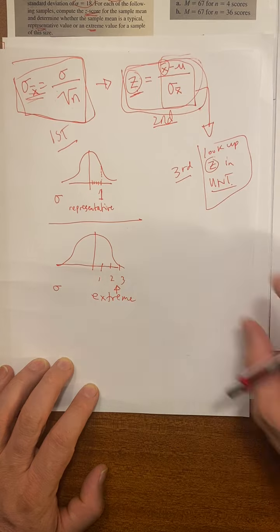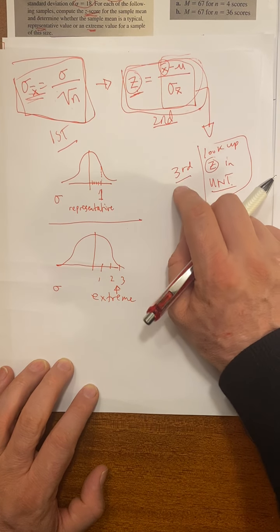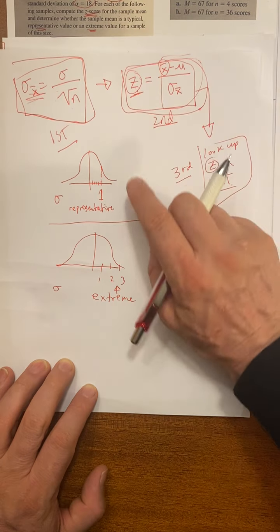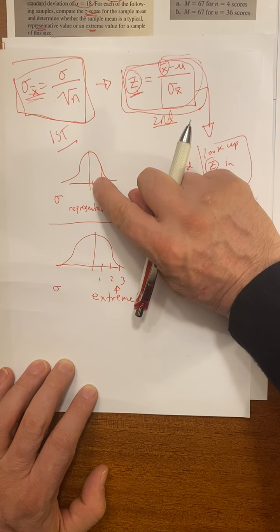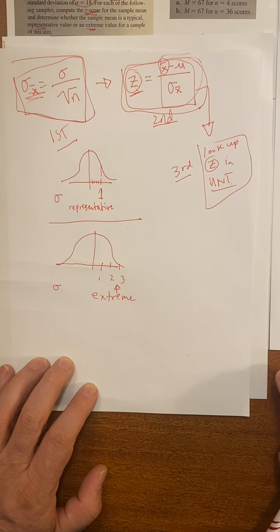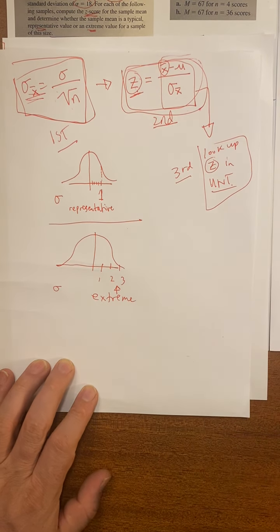So basically, now we're going to be asked to find these sample means, and we're going to be asked to find, is that mean representative? Is it within one standard deviation, or is it extreme? Is it on the other side of one standard deviation? Okay, so how are we going to do that?